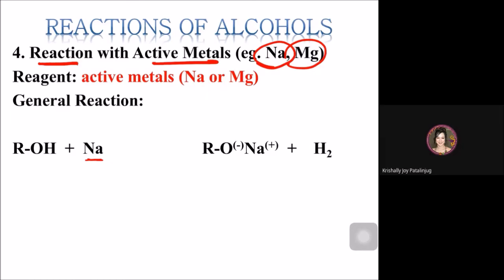You react the active metals, for example sodium, magnesium, any metals, which are considered highly reactive compared to hydrogen, with the given alcohol. Therefore, the metal will try to displace hydrogen. The active metal replaces it. Where does the hydrogen go? It will be displaced in the form of hydrogen gas. This is a gas.